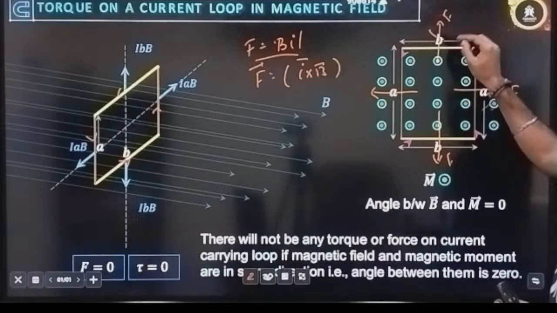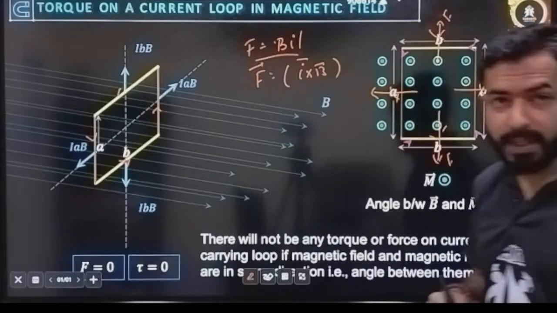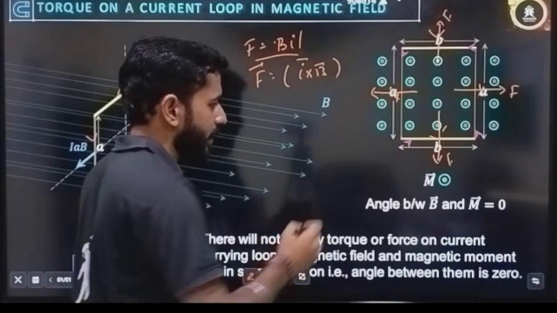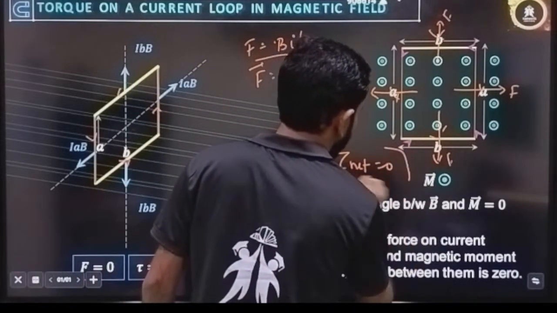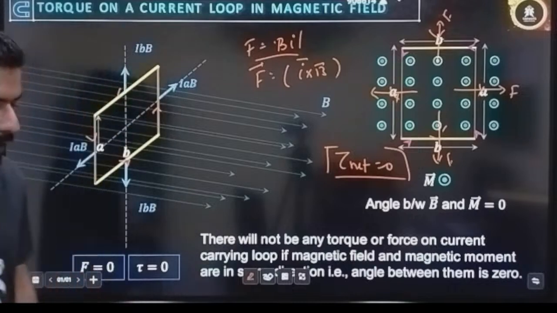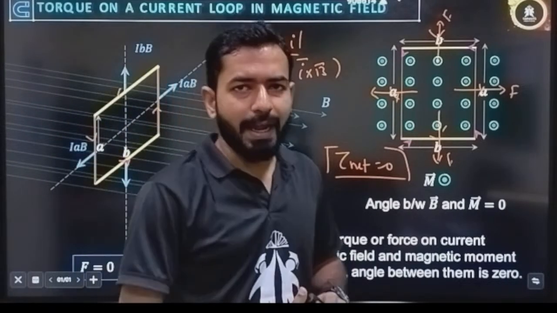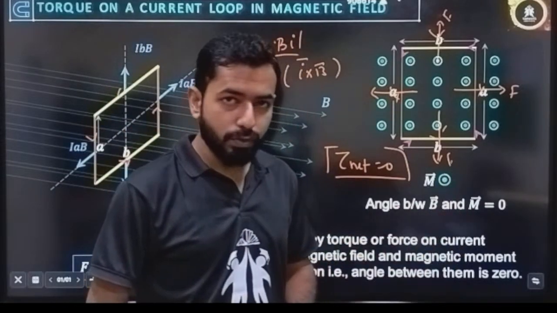If the magnetic field is uniform at every place, all these vectors are going to cancel out each other. So what do you understand? The net force is equal to 0. Simply. Clear? And the angle between B vector and M vector is equal to 0.